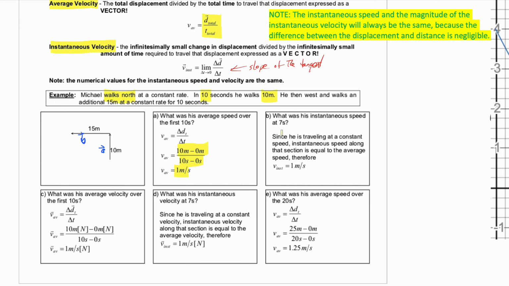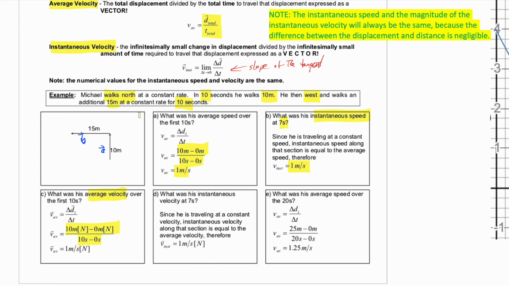Now, the interesting thing, since Buddy's going at a constant rate, the instantaneous speed is going to be the same, 1 meter per second, because there's no acceleration during that. Then he turns west, and walks an additional 15 meters at a constant rate for 10 seconds. So in this second leg, the average velocity, well, that's going to be your change in position over your change in time. Oops, I sort of jumped the gun here a little bit.